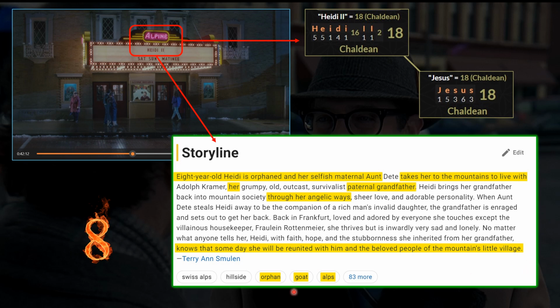The keywords on the bottom of the storyline from IMDb show orphan, goat, which I thought was interesting because there's no goat reference in the synopsis here, and the Alps. Heidi 2 sums to 18 in Chaldean, matching Jesus, 18 in Chaldean.